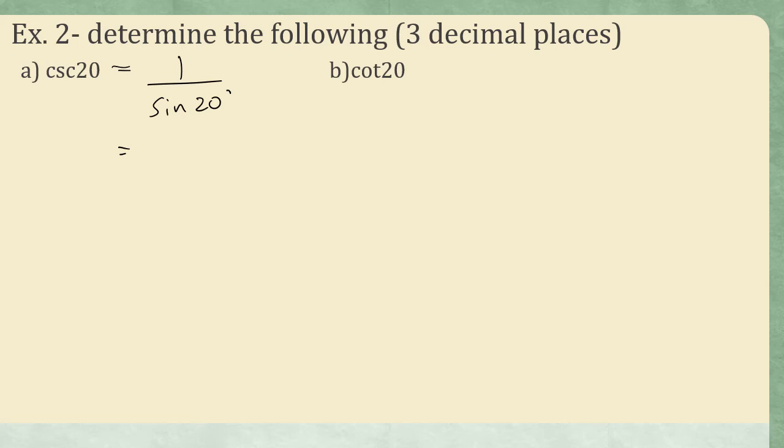To 3 decimal places, 2.9238. So if we round to 3 decimal places, 2.924. Same thing for cotangent. That's just 1 over tan. So 1 over tan 20. Type that in, 1 divided by tan 20. To 3 decimal places, 2.747. And that's it. Not too bad, right?